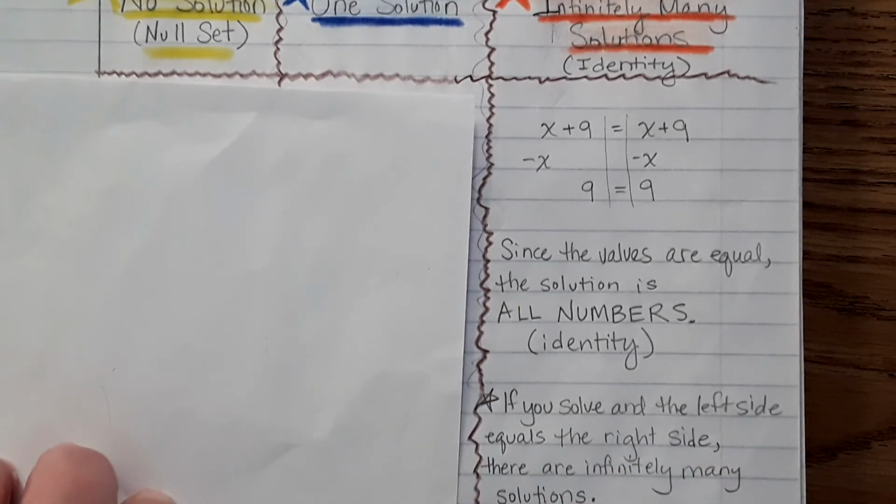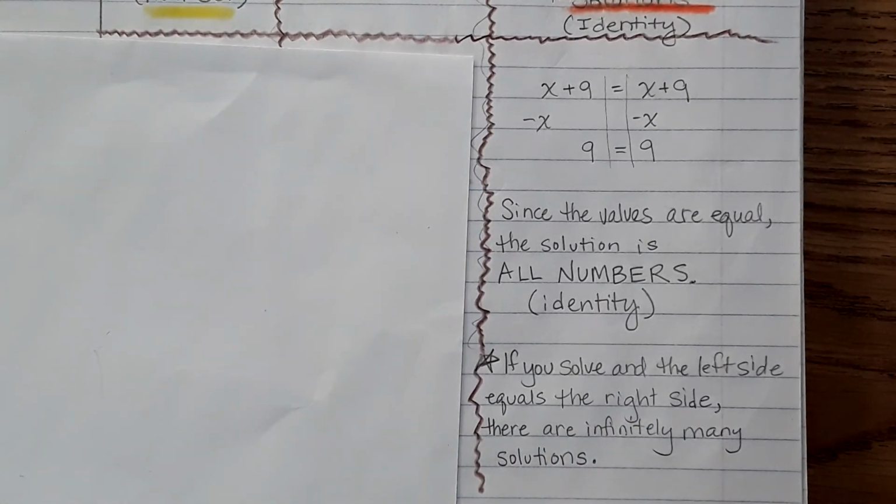In other words, in general, if you solve the equation and the left side equals the right side, there are infinitely many solutions. Any value you substitute for x will make the equation true.